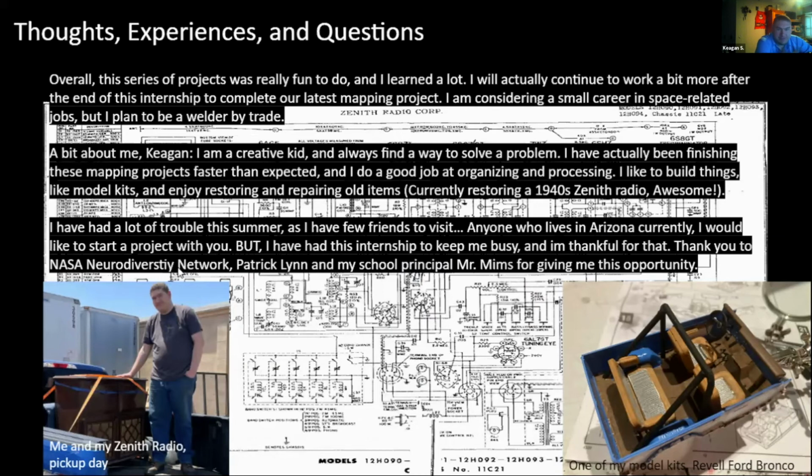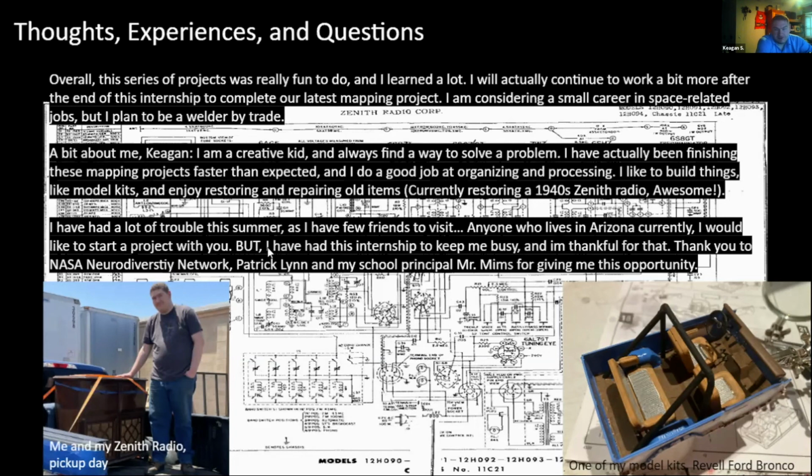A bit about me, I am a creative kid, and I always find a way to solve a problem. I've actually been finishing these mapping projects faster than expected, and I do a good job at organizing and process. I like to build things like model kits. Here's an example in the bottom right of a model kit I'm building right now. And I enjoy restoring and repairing old items. I'm currently restoring a vintage radio. It's the picture in the bottom left.